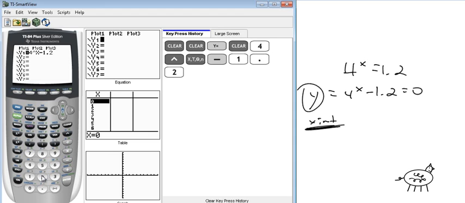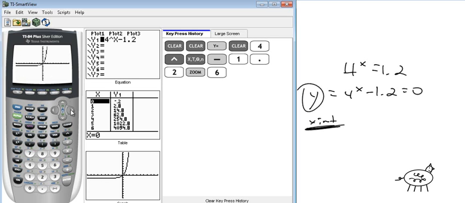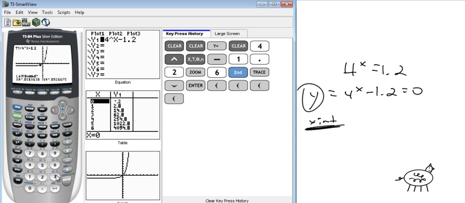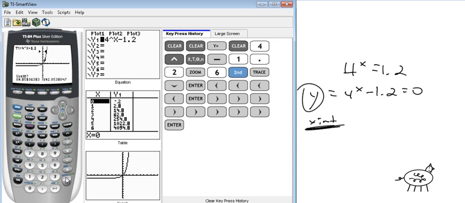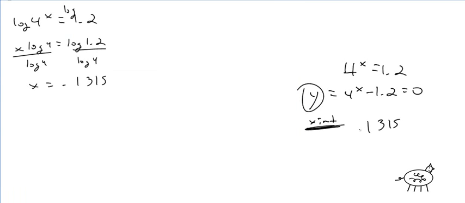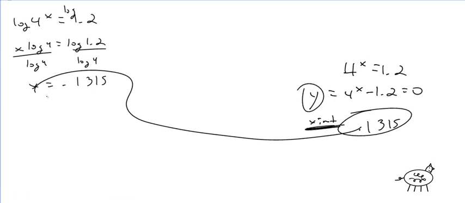Now notice what's going on. It's going to do that 4 to the x, and then it's going to subtract 1.2, which is exactly what I want to do. So zoom 6, and then second, calculate, 0, left bound, right bound, enter. 1.3 or 0.1315. 0.1315. Hey, look at that. Sweet. Same value. All right.